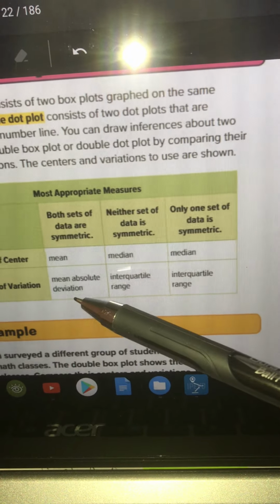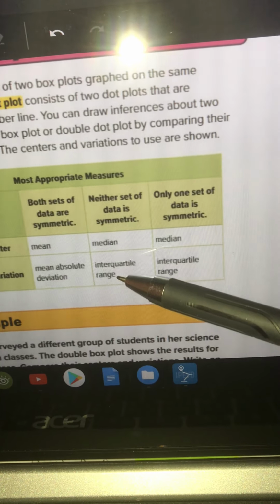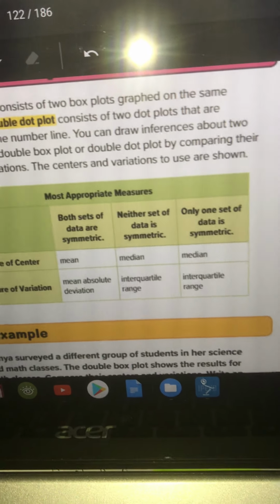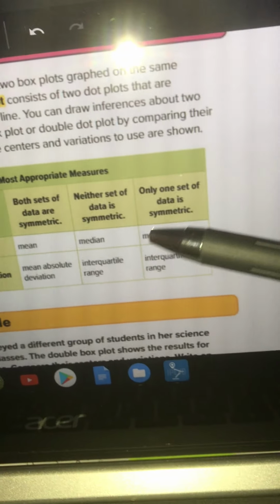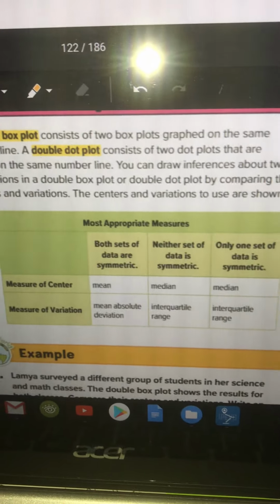If both of them are not symmetric, then you must do the median and interquartile range. Symmetric: mean and mean absolute deviation. Non-symmetric: median and interquartile range. If one of them is non-symmetric, you must do median and interquartile range. Okay, so let's look at example 1.